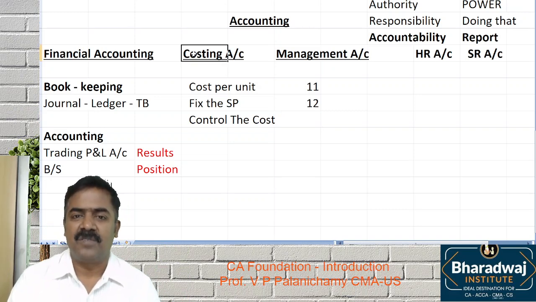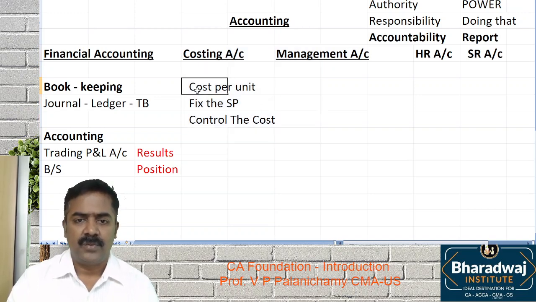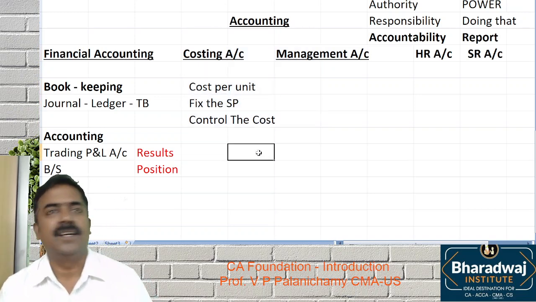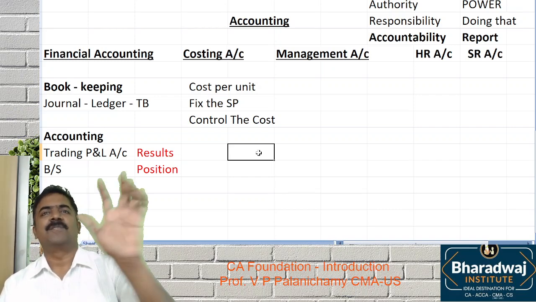So this is the job of which accountant? Cost accountant. Finding out cost per unit, fixing the selling price, and which one? Controlling the cost. Simple. You go to a hospital.